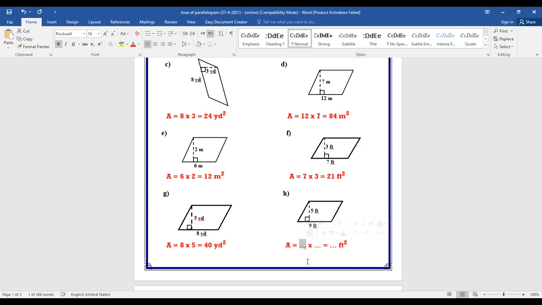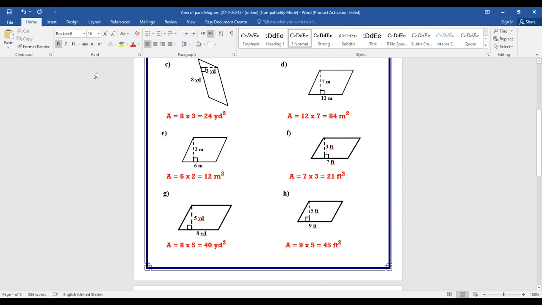What is the base area? The base is 9 and the height is 5. 9 multiplied by 5 equals 45.